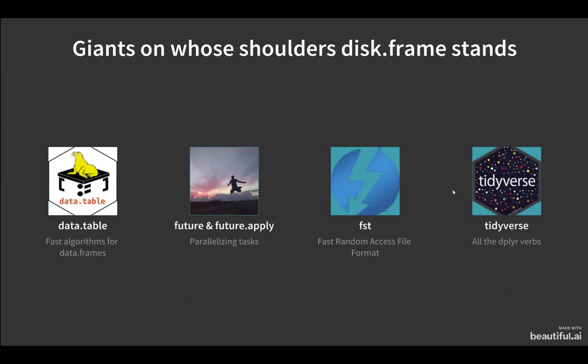And really, disk frame wouldn't be possible without the giants in the R world, which are data.table. We use future and future.apply to parallelize all the tasks. And we use the FST file format. If you haven't come across FST, it's really great. We can store tables into really efficient formats and make them fast to load. And it's got lots of amazing things, like you can read a particular column or particular rows from the table without having to load the whole data set into memory. So disk frame makes use of FST a lot to speed things up.